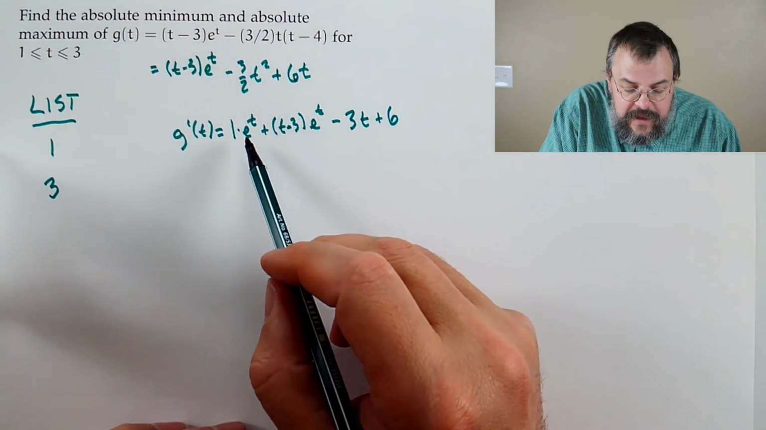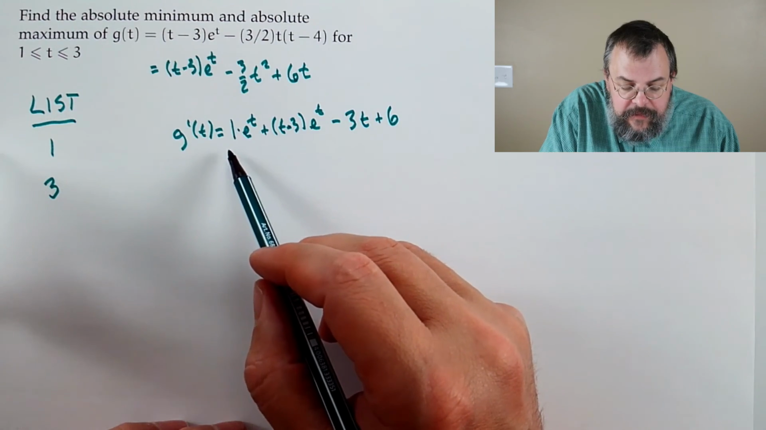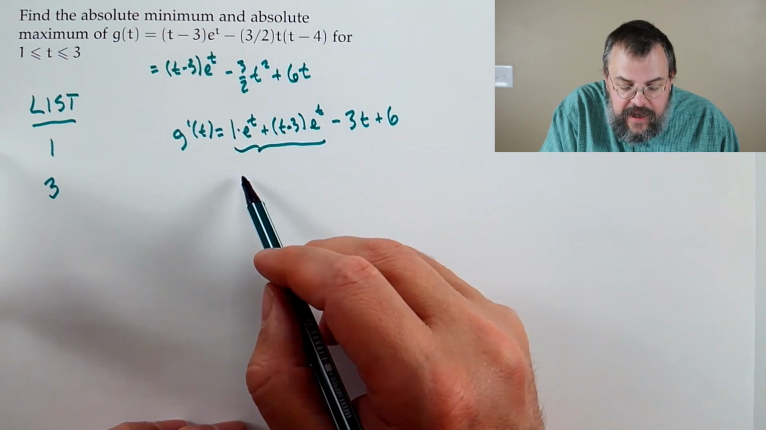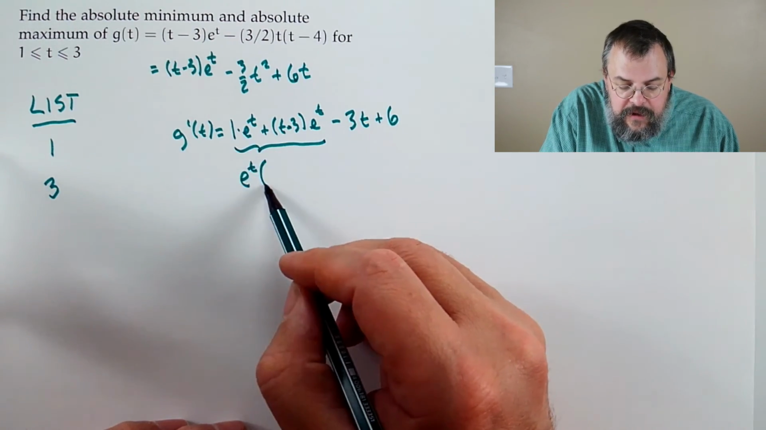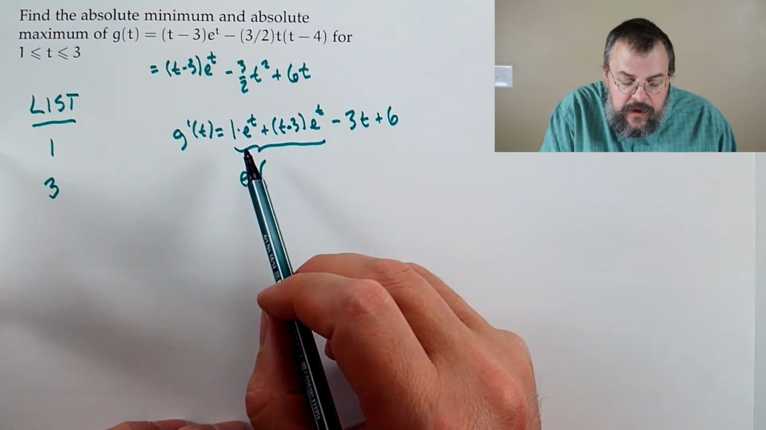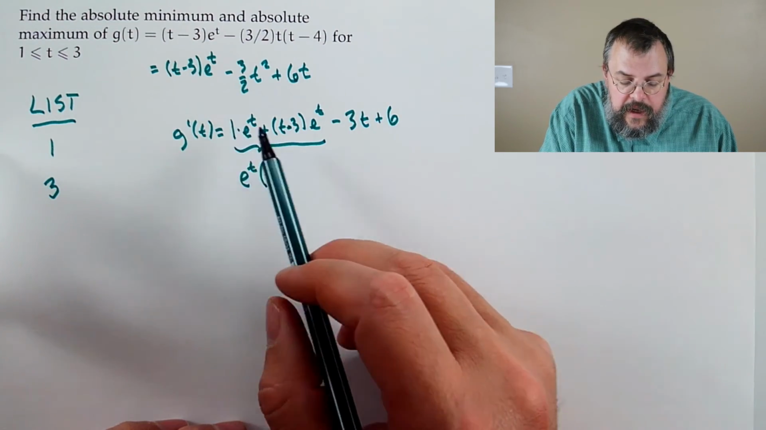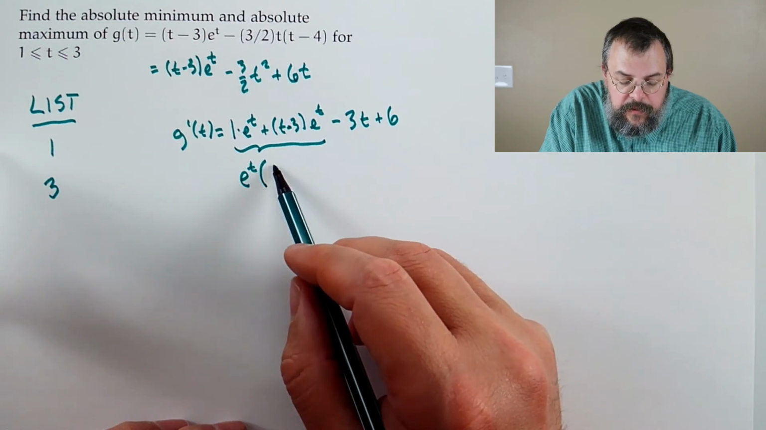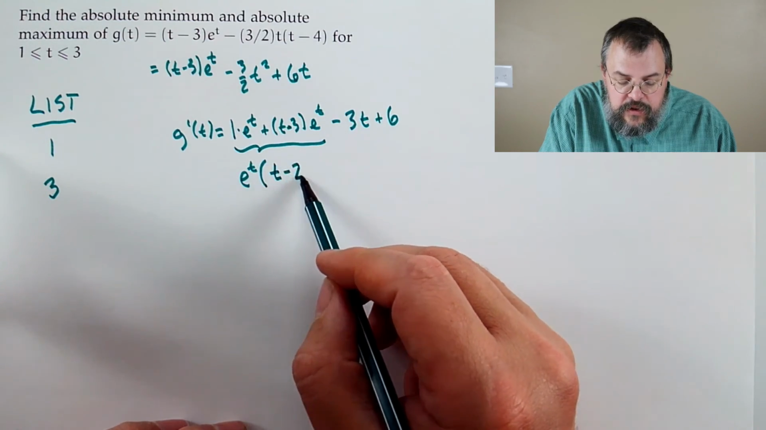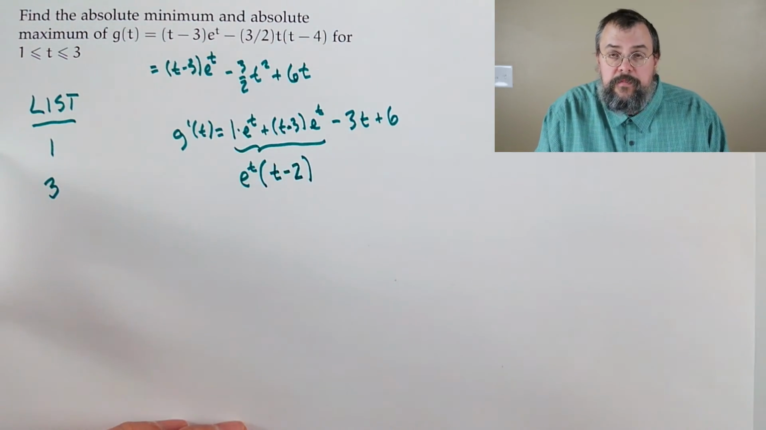Well, notice that these first two terms both have e to the t. So let's factor the e to the t out. And if we do that, what will we have? Well, we'll have 1 and a t minus 3. So if we put those together, that'll be t minus 2, which is t minus 3 plus 1.